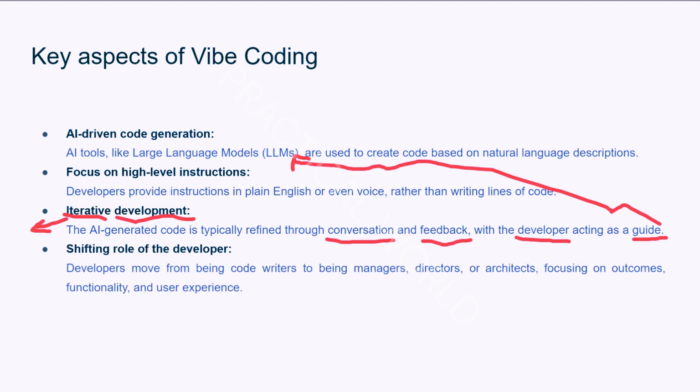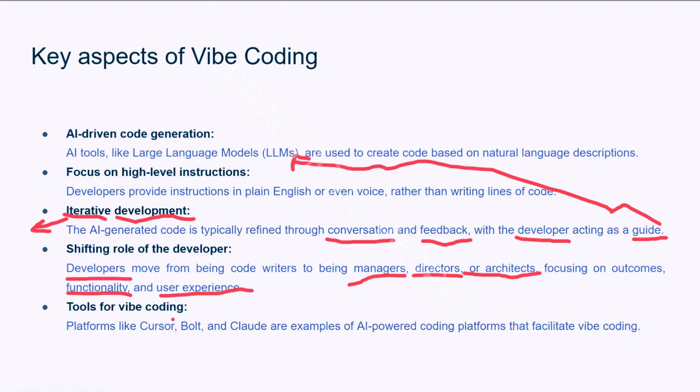Then, the shifting role of the developer. Now developers are not only developers, they are becoming managers, directors, and also architects. They are focusing on output functionality instead of writing repetitive code. Now there are some tools for doing vibe coding. Very famous platforms are Cursor, Bolt, and Claude. These are examples of AI-powered coding platforms that have large feature sets to perform vibe coding.